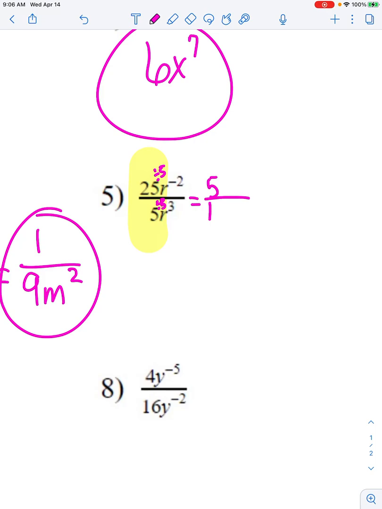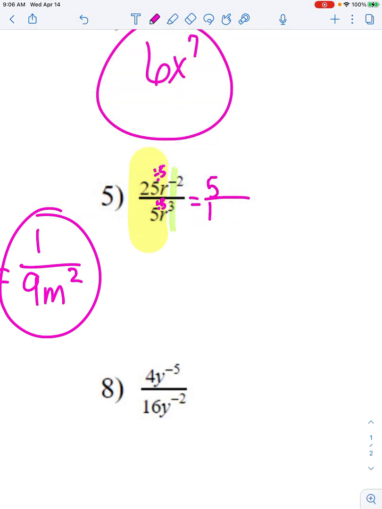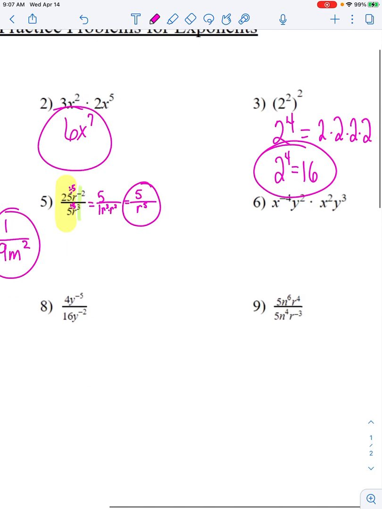Now let's deal with the r's. So when I look at the r's, I notice I need to, let me make this smaller, deal with that negative exponent first. So what that's going to do is I'll have r to the 3rd times r to the 2nd on the bottom. And then I simplify. 5 over 1 you can make invisible because I have other things down there. And then this is the product rule. Keep the base. Add the exponents. 3 plus 2 is 5. So your final answer is 5 over r to the 5th power.